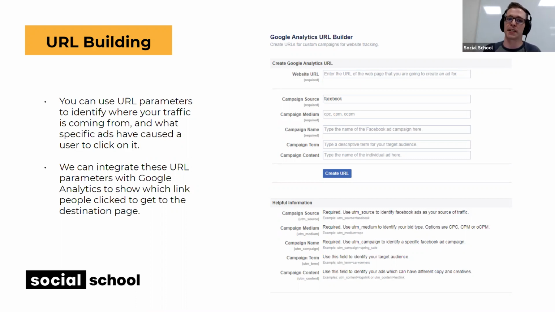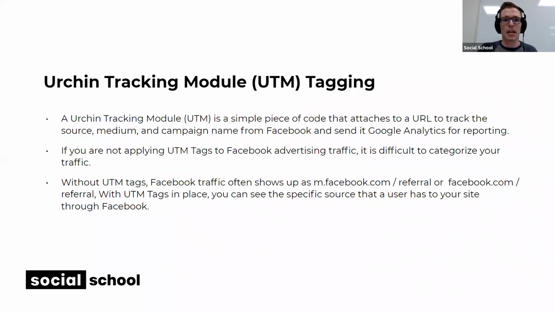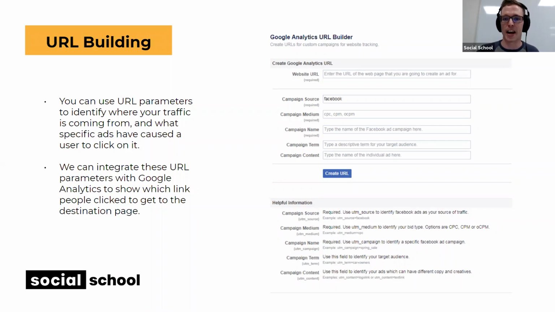So we can integrate these URL parameters with Google Analytics to show which link people have been clicking on to get to our destination page, as well as see what kind of audiences have been working well for us, maybe which ones are staying the longest, which one has the highest conversion rate, and so forth. There's so much data that we can get from putting these URLs in. So what is the way, sorry, I'm getting ahead of myself.